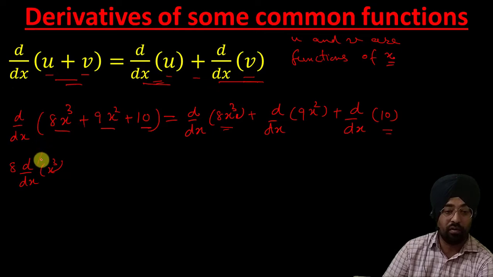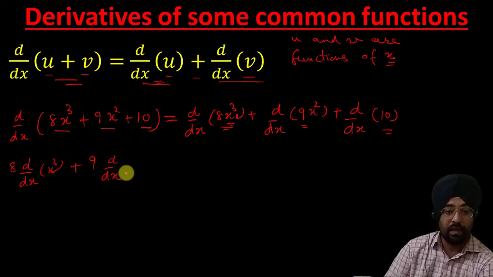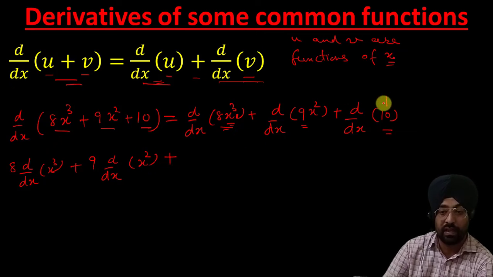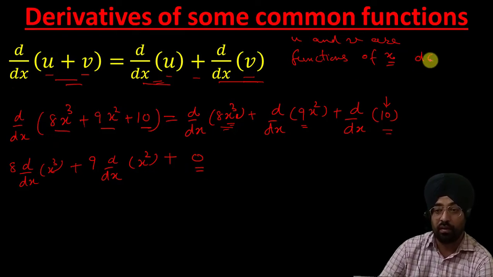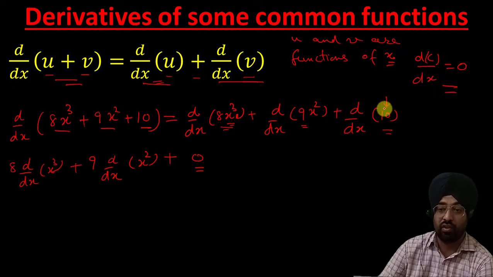So 8 comes out of differentiation. We have applied this formula here. 8 comes out of differentiation, so it becomes d by dx of x cube, plus similarly here 9 will come out of the differentiation, 9 d by dx of x square, plus, now it is only a constant, and the derivative of a constant is 0, because dc by dx, the derivative of some constant, is 0. Now 10 is a constant, so its derivative is 0, so it becomes this.